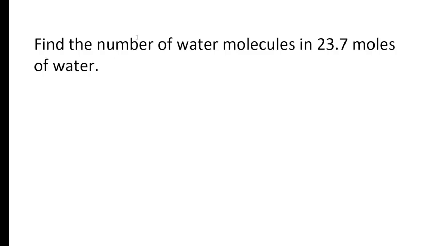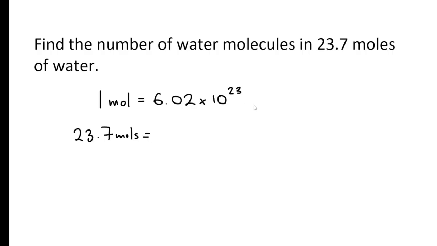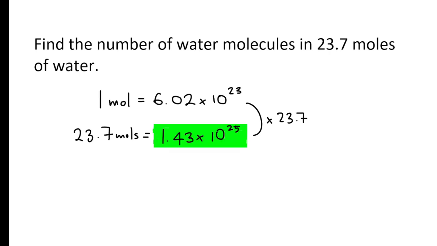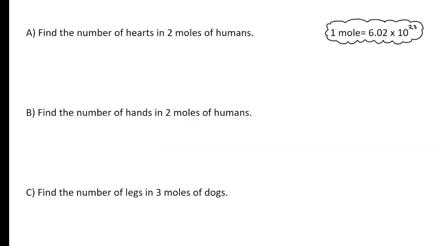So we know 1 mole is the Avogadro's constant. So if you want to find the number of water molecules in 23.7 moles, obviously all you need to do is multiply this number, Avogadro's number, by 23.7. So the answer is 1.43 times 10 to the power of 25.